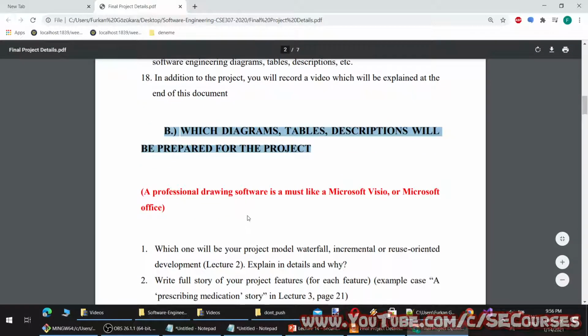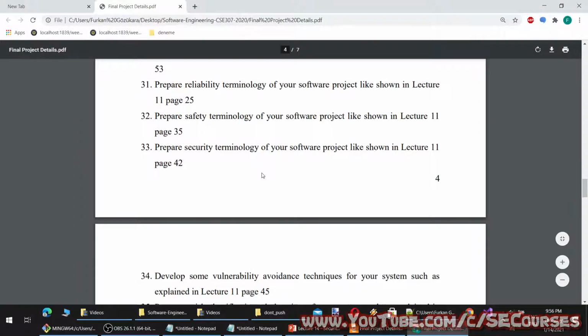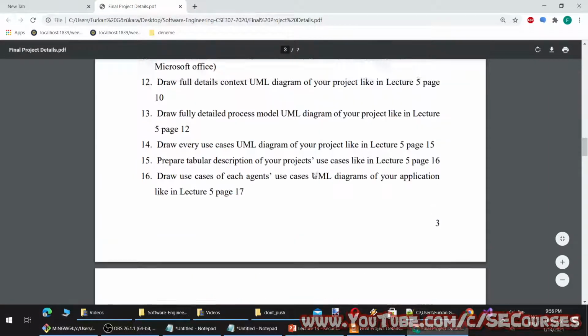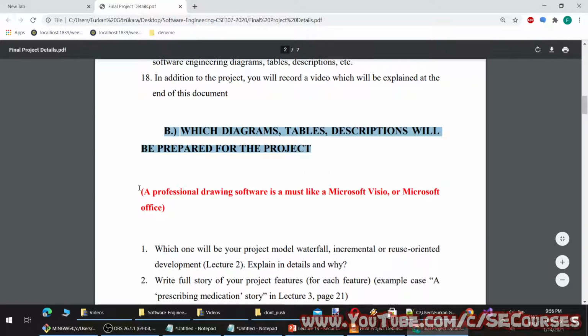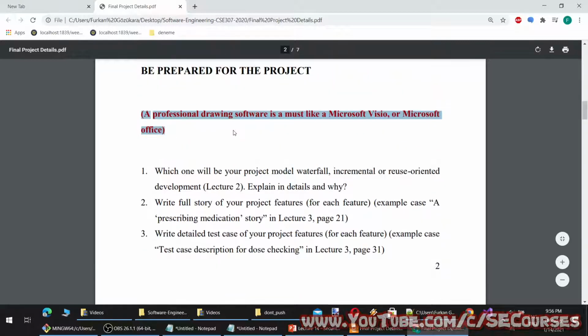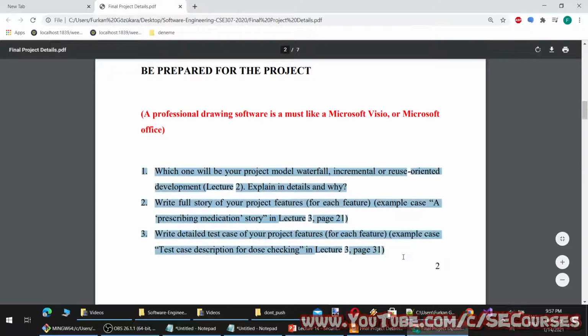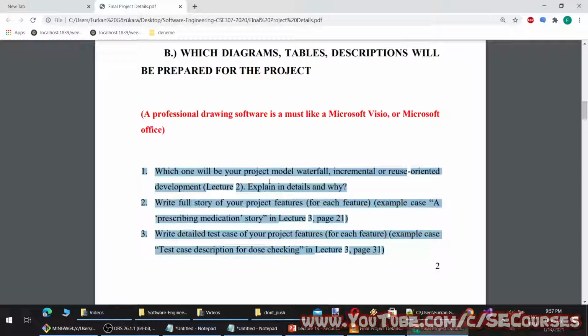B. Which diagrams, tables, descriptions will be prepared for the project? Okay, you are supposed to do as many of them as you can in your project, and according to your efforts and what you have achieved, I will grade your score. A professional drawing software is a must, like Microsoft Visio or Microsoft Office. I don't want you to use Paint.